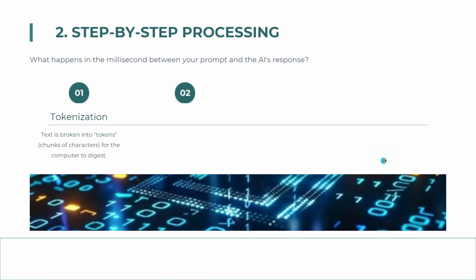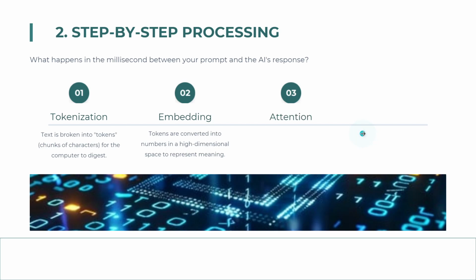The next step is what? Embedding. Now, it turns these tokens into numbers. It places these numbers in a massive high-dimensional map where words with similar meanings are physically closer to each other.